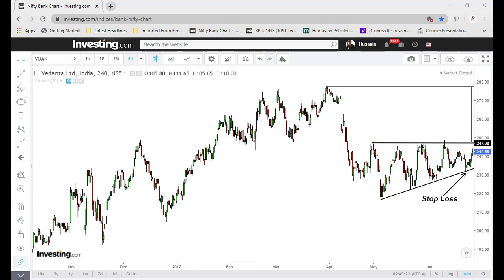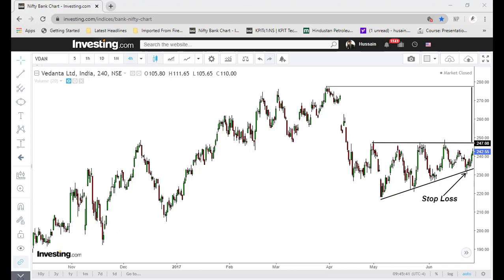Firstly, it has to have at least two touch points on the horizontal line. Yes, we have it. Secondly, it has to have at least two touch points on the rising trend line. Yes, we have it too. And finally, the duration of the pattern. Yes, it's around 2 months long, so it's acceptable.